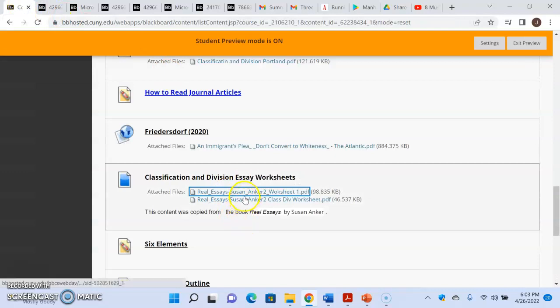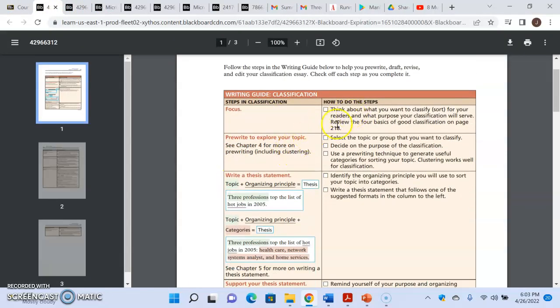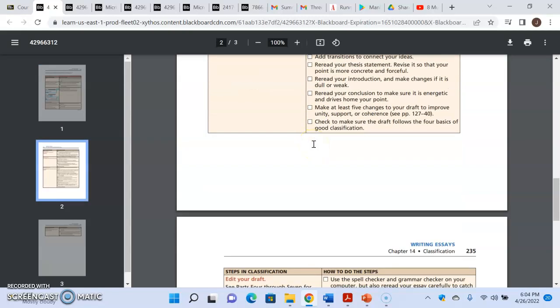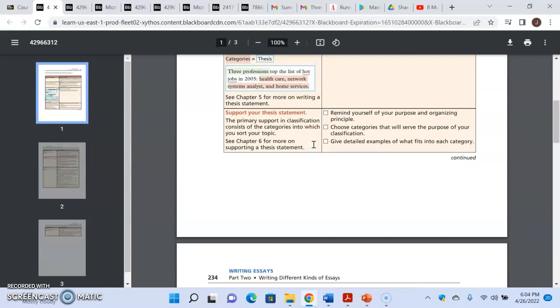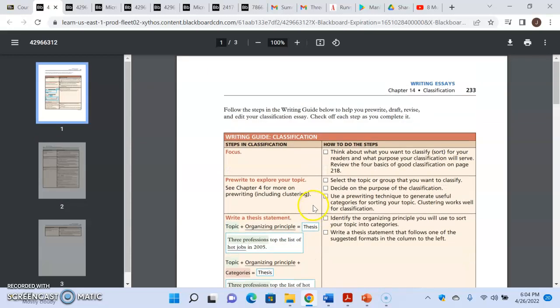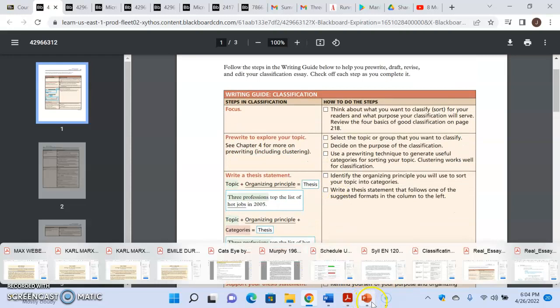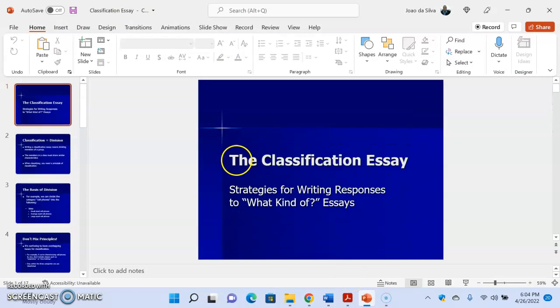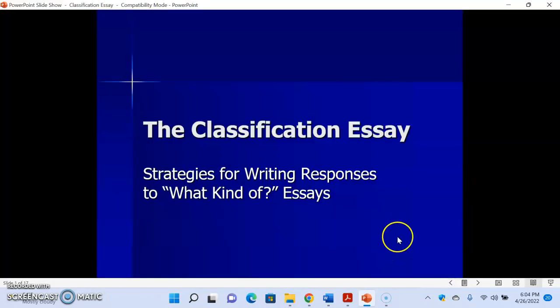You will see something similar with the classification and division worksheet 2, right? And it gives you a stepwise procedure for you to check that you did follow these basic principles of it. What I am going to do is to post up for you to see a very brief PowerPoint based on these strategies, right?